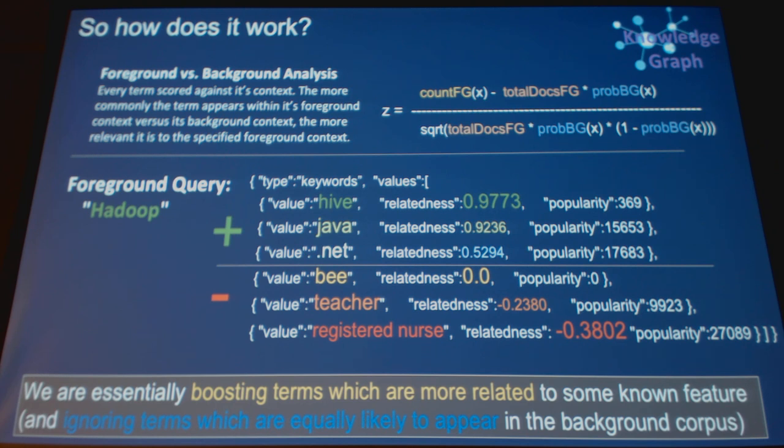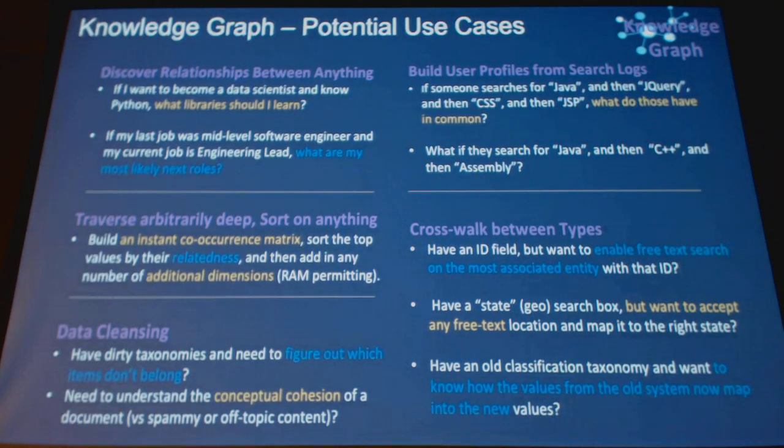So you can think of it sort of like doing facets or aggregations, but instead of the value being the count, it's the statistical correlation. Some of the kinds of things we can do with this: we can discover relationships between anything. In our domain, if I want to become a data scientist and know Python, what library should I learn? I could ask, if my last job was a mid-level software engineer and my current job is engineering lead, what are my most likely next roles?